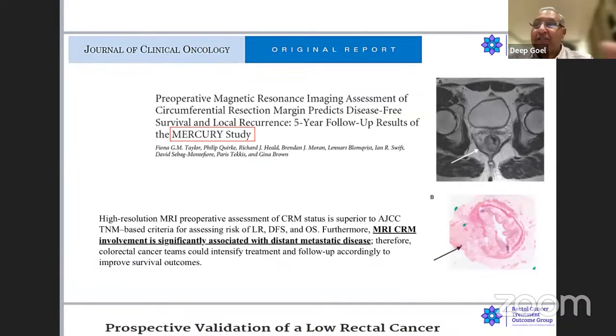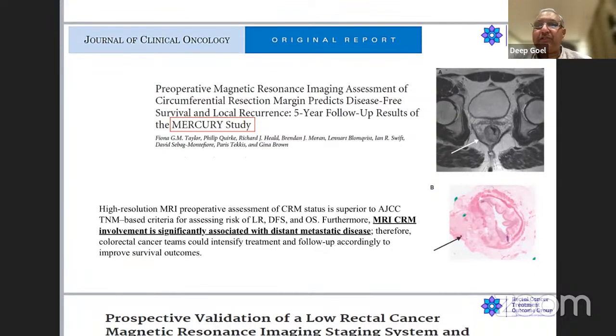So the importance of MRI was very, very clearly demonstrated by Mercury trial conducted by Brown in England. And it very clearly shows that circumferential resection margin involvement is significantly associated with not only local failure, but metastatic disease.